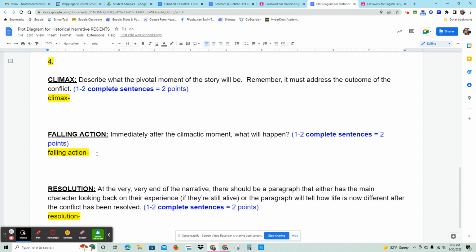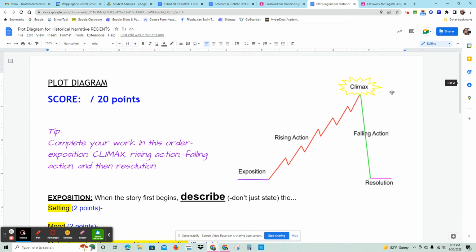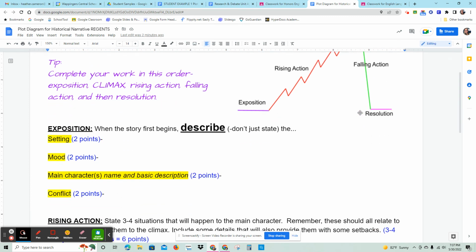Okay, it can't be like the falling action is that they died. Nope, that's too exciting. That would be the climax. So just make sure that you sort these into the correct categories. And if you're not sure, ask a teacher. So falling action is going to be where things start to come down a little bit. After that exciting moment, all right, things are winding down. What happens now after the climax?